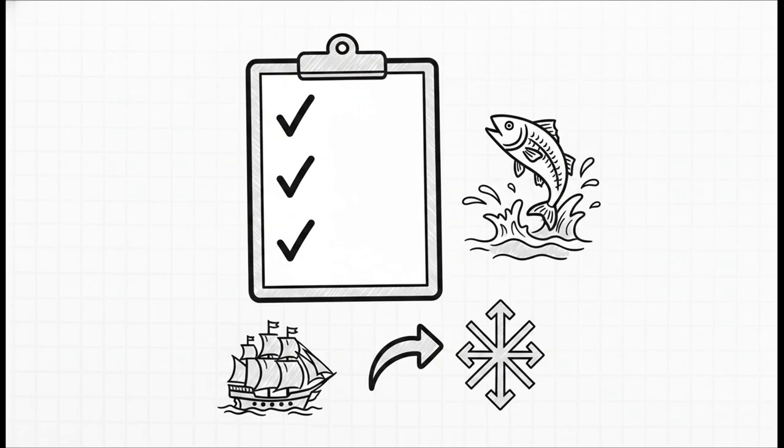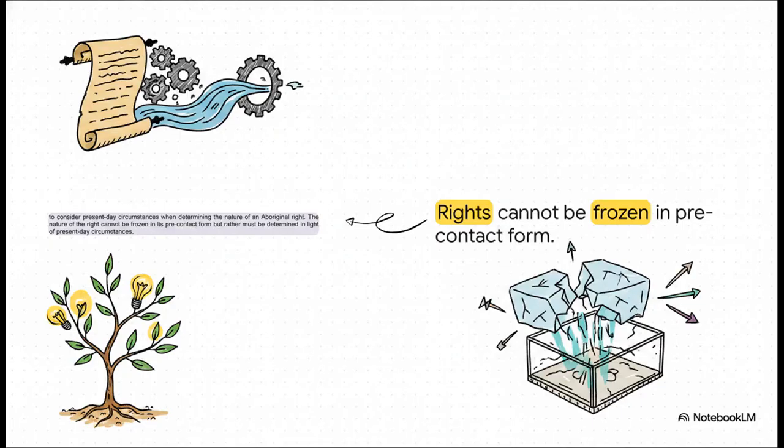If the practice has evolved into a more modern form today, the group actually has to be able to trace its origins all the way back to those pre-contact days. But there's a pretty major critique of the Van der Peet test, and it's the risk of freezing rights in the past. Think about it. Cultures are living, breathing things, right? A super strict, static interpretation of pre-contact practices kind of traps Aboriginal rights in a historical museum, rather than allowing them to naturally adapt to modern-day circumstances.